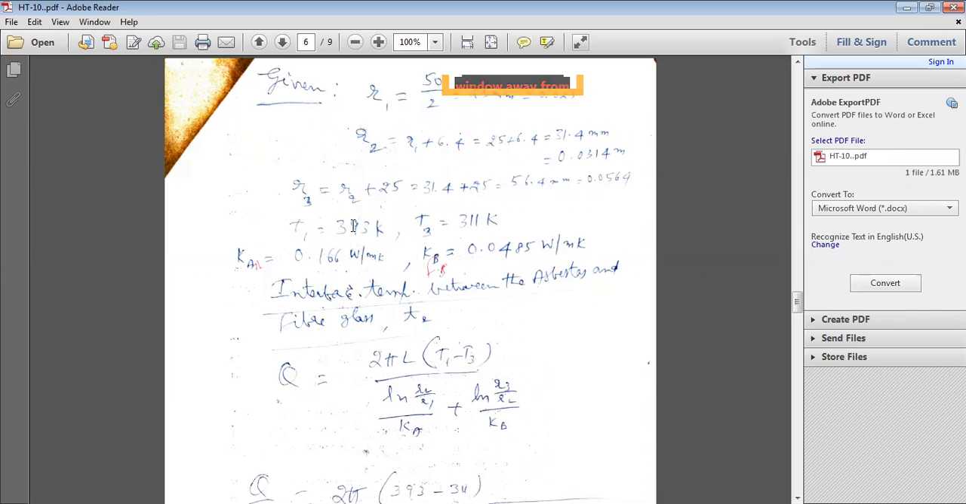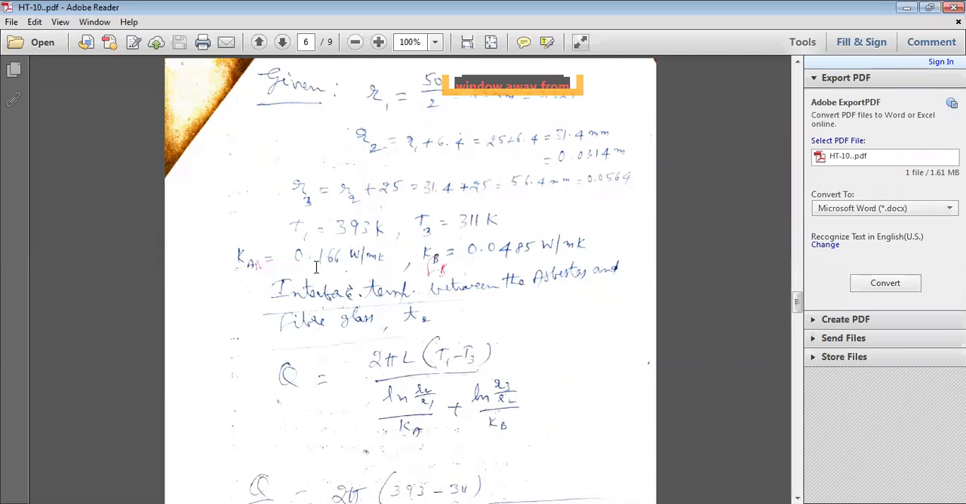That's why in the calculation of the heat transfer rate we are considering the asbestos and the fiberglass, but we are not given the thermal conductivity of the steel. That's why, at the outside surface of the steel pipe, we take T1 at point 1, which is 393. That is the surface or wall temperature of the steel pipe. T3, the outside insulation temperature, is 311.